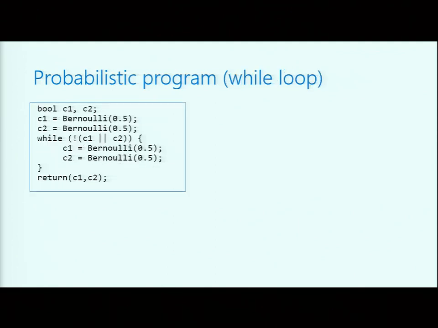Here's another interesting example. Here's a probabilistic program with a loop, and again it's doing the same old coin tosses, and it keeps sampling them until it satisfies this predicate, which is encoded with this while loop over here. So this is going to keep sampling C1 and C2 until the predicate C1 or C2 is satisfied. Have you seen this program before, or does it look familiar?